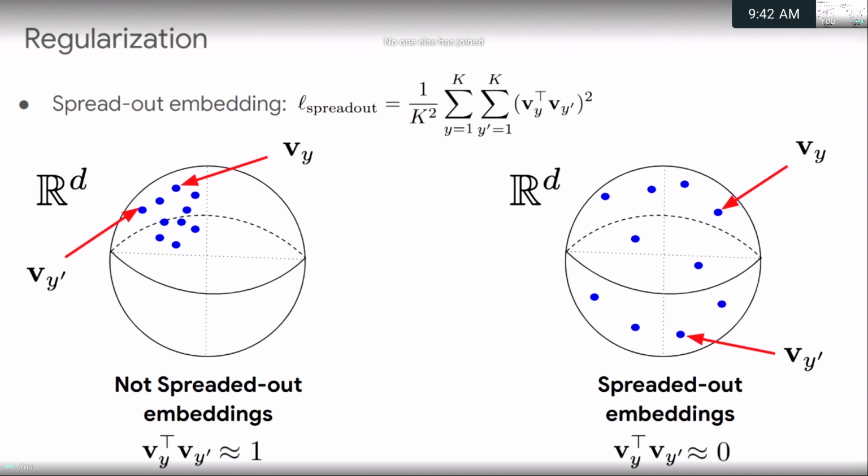Do you have a question? How did you compute the label embeddings? Sorry, what was the question? How did you compute label embeddings? In this algorithm, we initialize it, and then we learn it as I mentioned in here.